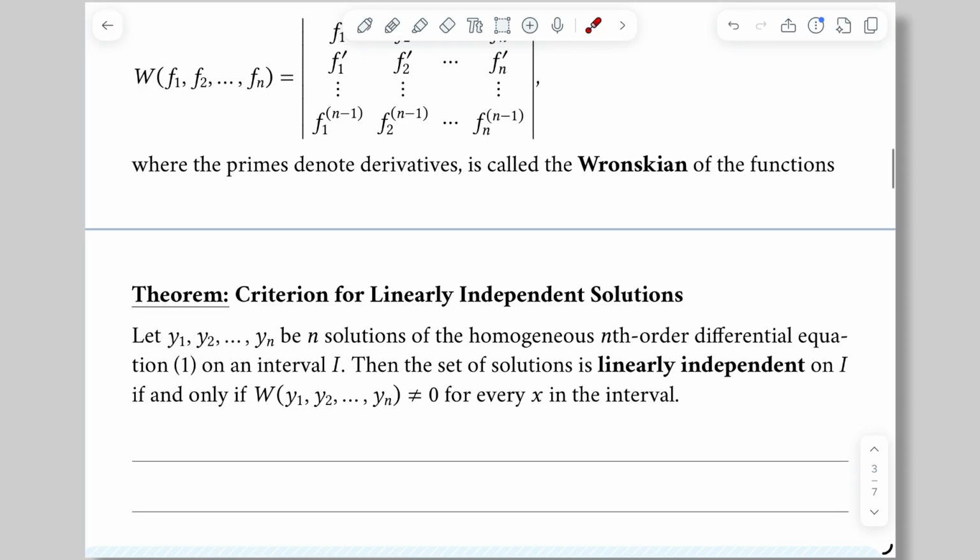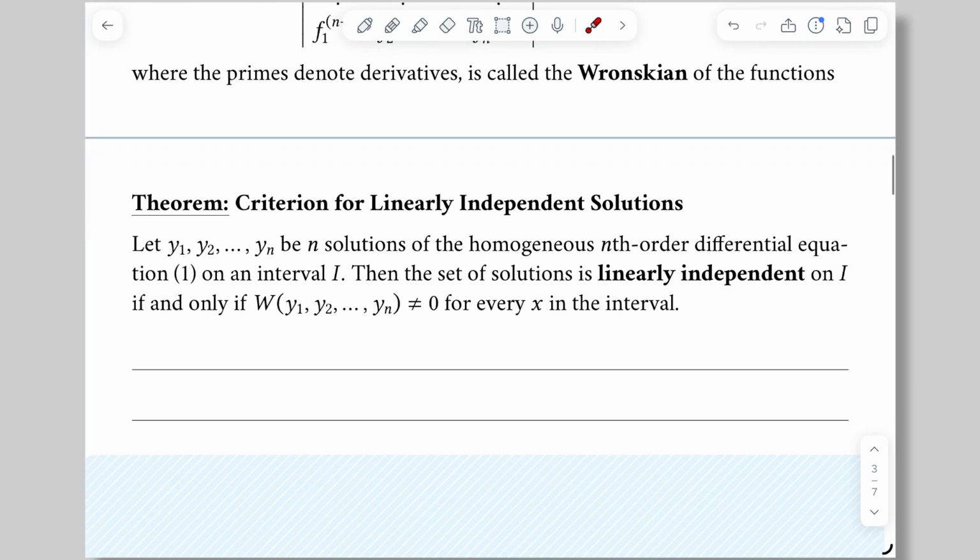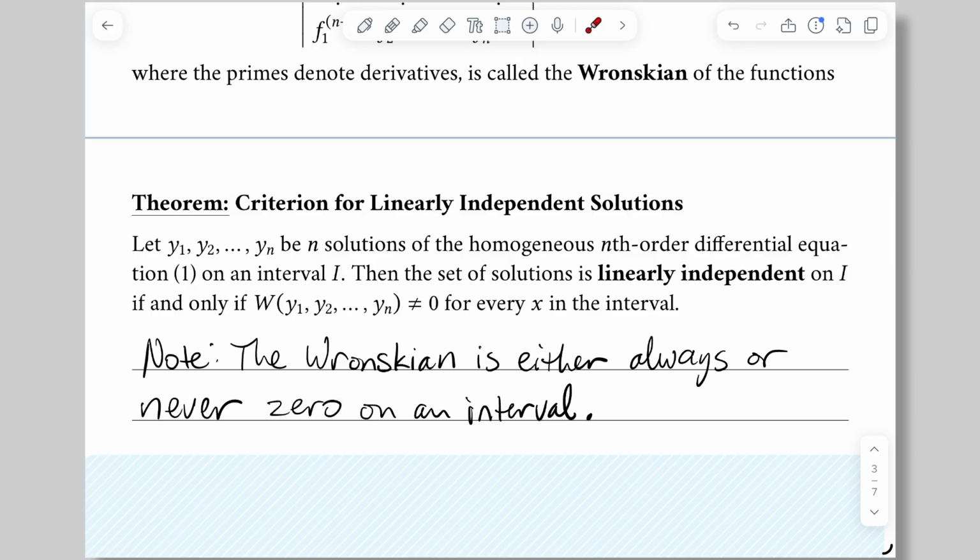And the way it applies to solutions of a differential equation is if we've got functions y1, y2, all the way up to yn that are n solutions of a homogeneous nth order differential equation, then the set of solutions is linearly independent on an interval if and only if the Wronskian of those functions is non-zero for every x in the interval. An important note is that the Wronskian is either always or never 0 on a given interval.